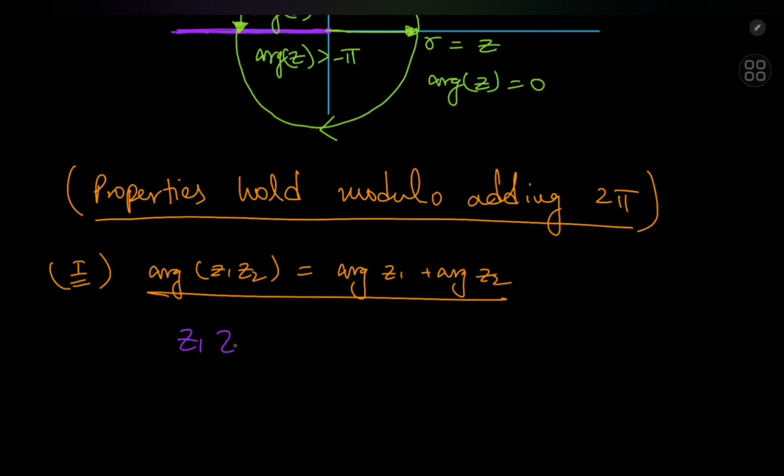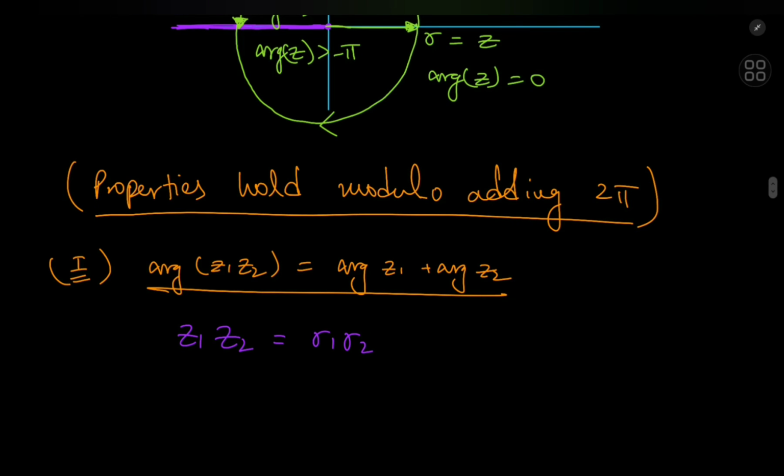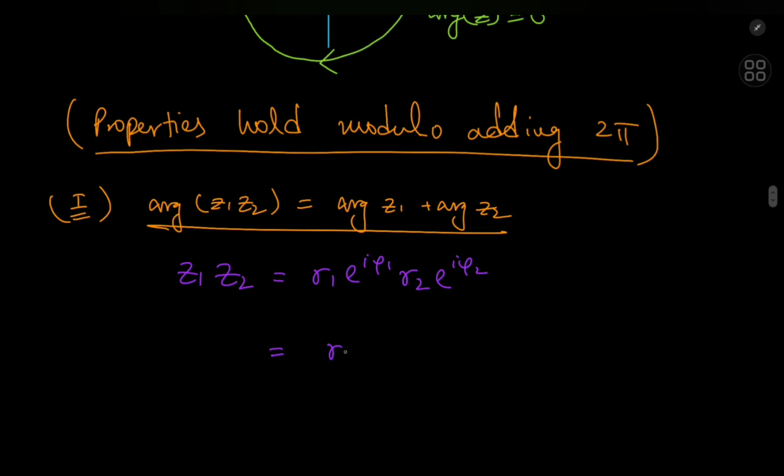z sub 1 and z sub 2 and multiplying them in the polar form. So we have r sub 1 times r sub 2. Oh, terribly sorry about that. z sub 1 is r sub 1 times e to the i phi sub 1, and z sub 2 is r sub 2 times e to the i phi sub 2. So this can be written as r sub 1 times r sub 2 times e to the i phi sub 1 times e to the i phi sub 2.